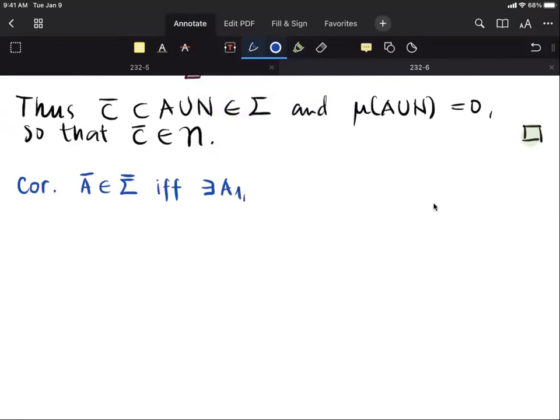there exist two measurable sets with respect to the sigma algebra sigma, such that A can be squeezed between these two sets and the measure of the difference is 0.